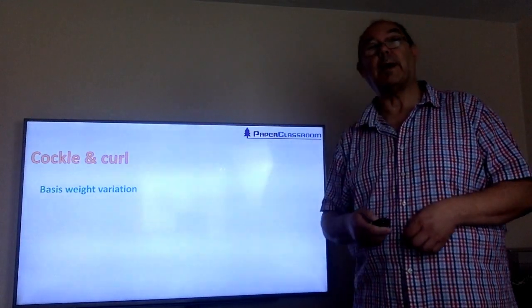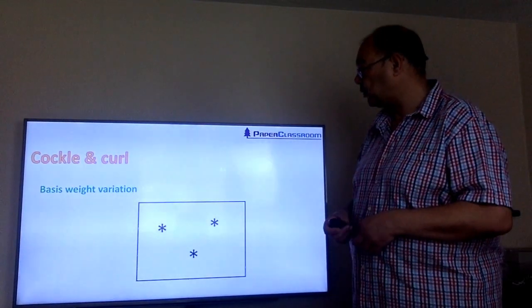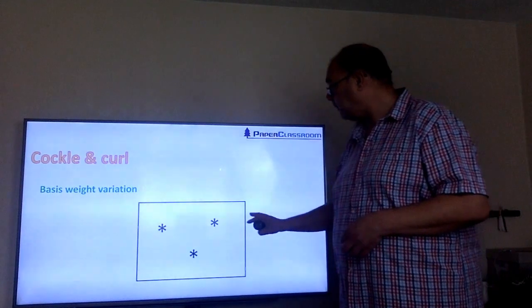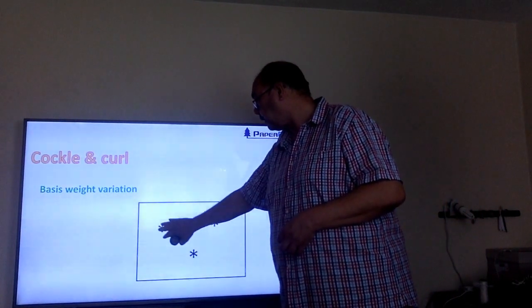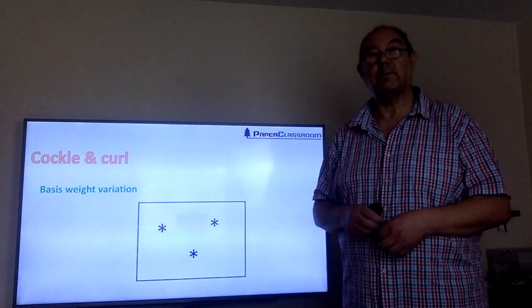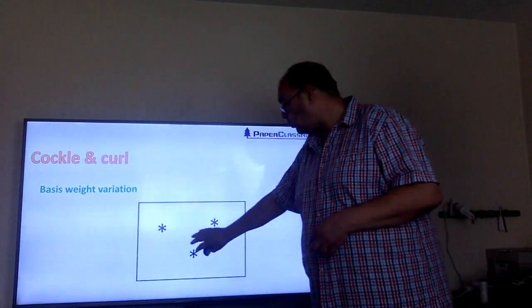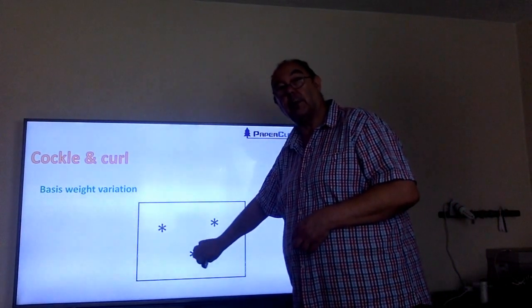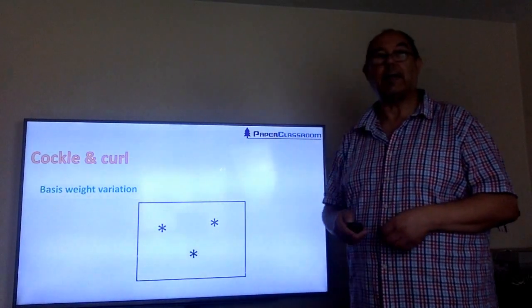It can also be caused by basis weight variations, so this is all to do with formation. If you've got your sheet here and you've got flocks, so slightly thicker bits of sheet, then these will contract more and they will expand more, and therefore you'll get cockle.